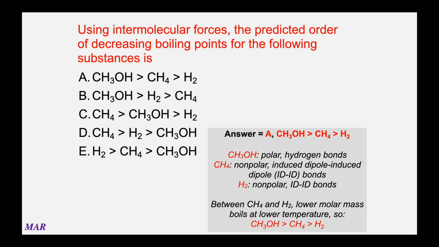Methanol is actually a liquid at room temperature, while methane, CH4, and H2 are both gases. But CH4 is quite a bit higher than H2. So even though CH4 and H2 had the same types of bonds, they were both induced dipole and nonpolar, we would say that CH4 was higher because it has a bigger molar mass, takes more energy to get it into the gas phase than small H2.